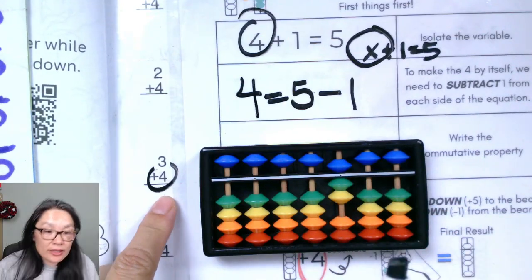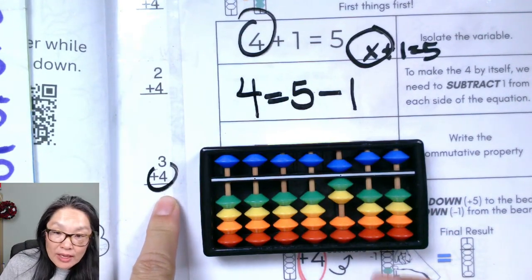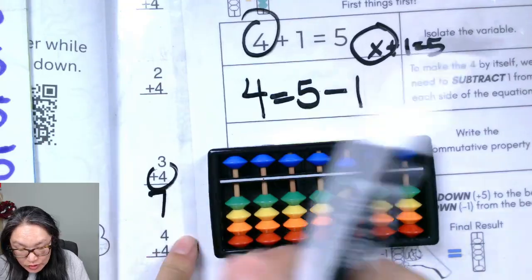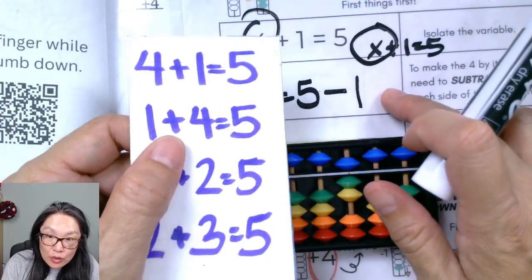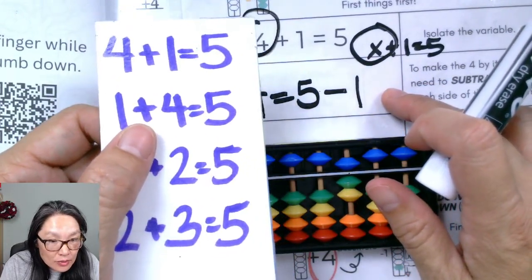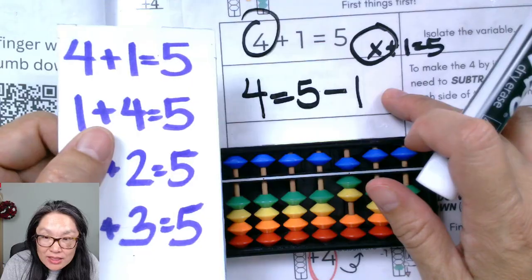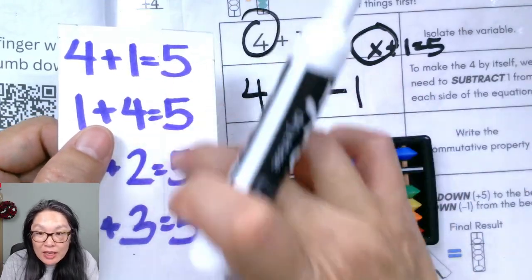So my final answer is 7. Does that make sense? So what we're doing is we're utilizing this concept. We're not memorizing doubles. What we're memorizing is formulas. We're memorizing concepts that we can utilize and become versatile.